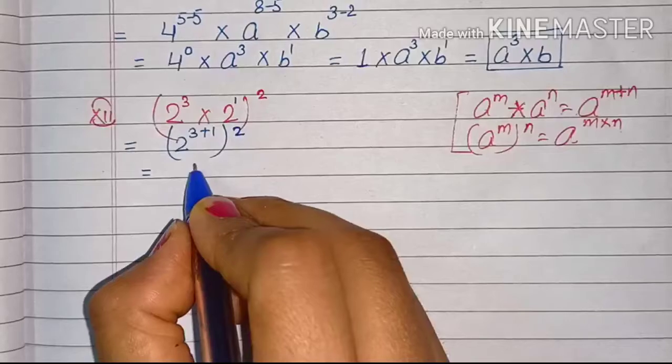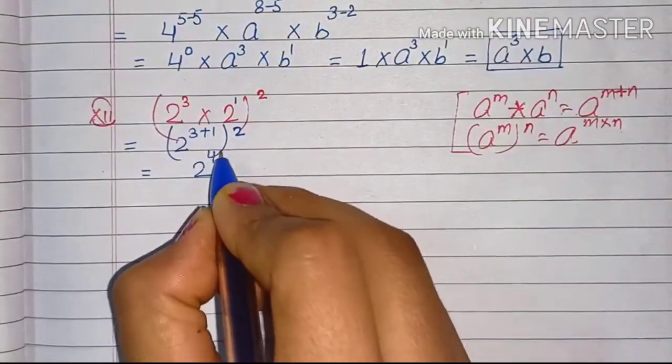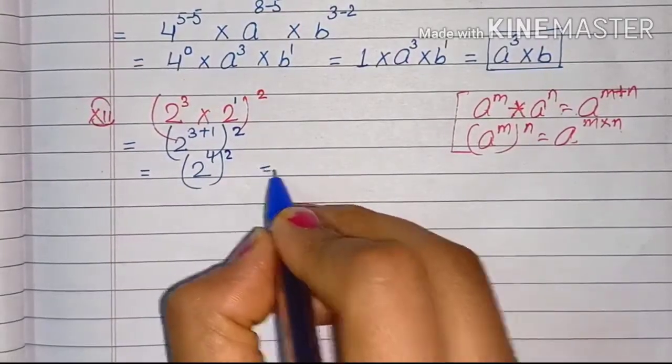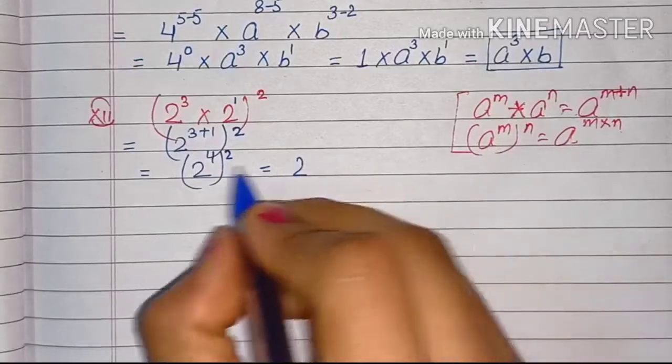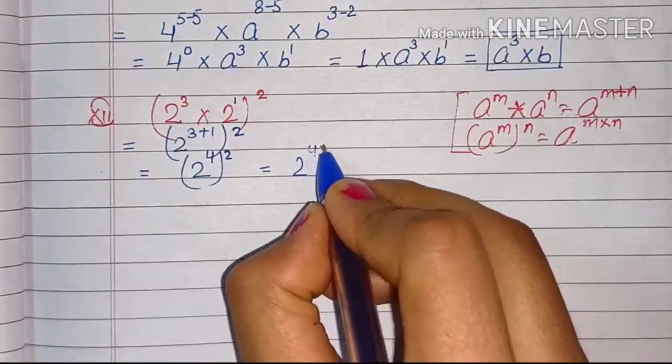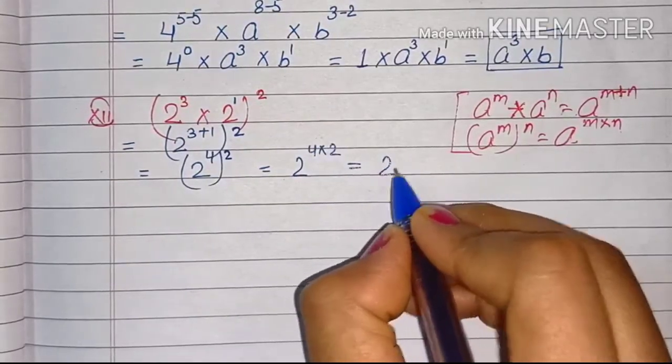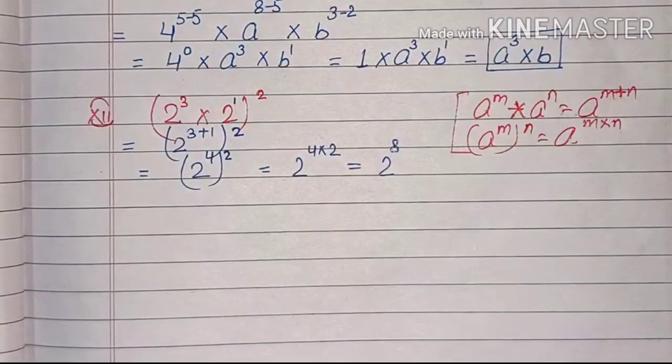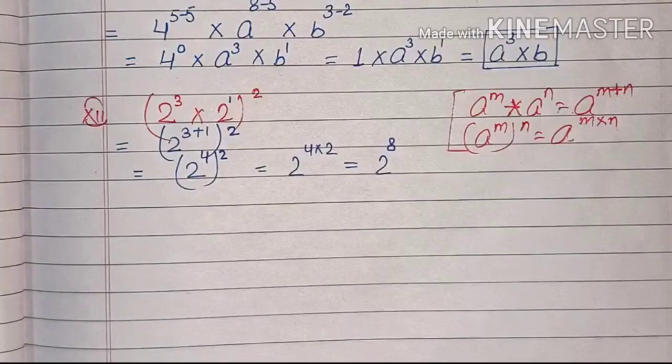And this is 4. Now it is 2 raised to power 4, all of power 2. Use the law: if power of power, multiply the powers. So the answer is 2 raised to power 4 into 2, that is 8. 2 raised to power 8. So this was the solution of question number 2.